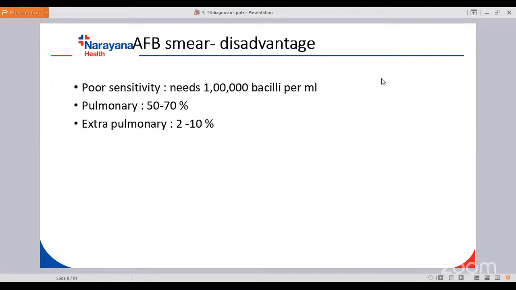What is the disadvantage of AFB smear? It has very poor sensitivity. It needs at least 1 lakh bacilli per ml for it to get detected. And therefore, smear is positive in pulmonary tuberculosis in only 50 to 70% of cases. But importantly, in extrapulmonary cases, the smear positivity is only 2 to 10%.